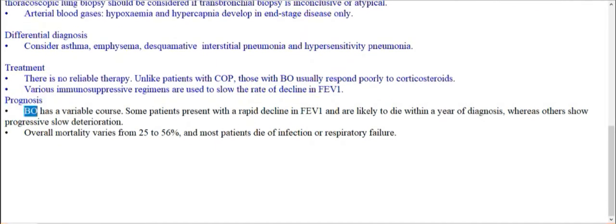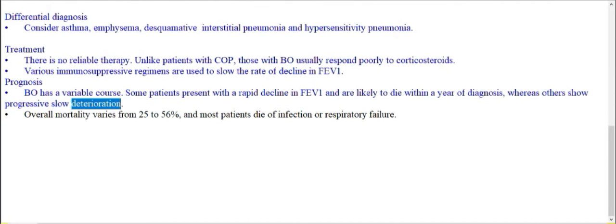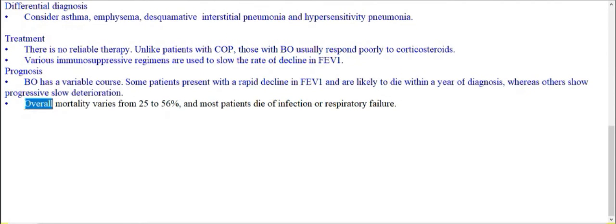Prognosis. BO has a variable course. Some patients present with a rapid decline in FEV1 and are likely to die within a year of diagnosis, whereas others show progressive slow deterioration. Overall mortality varies from 25 to 56%, and most patients die of infection or respiratory failure.